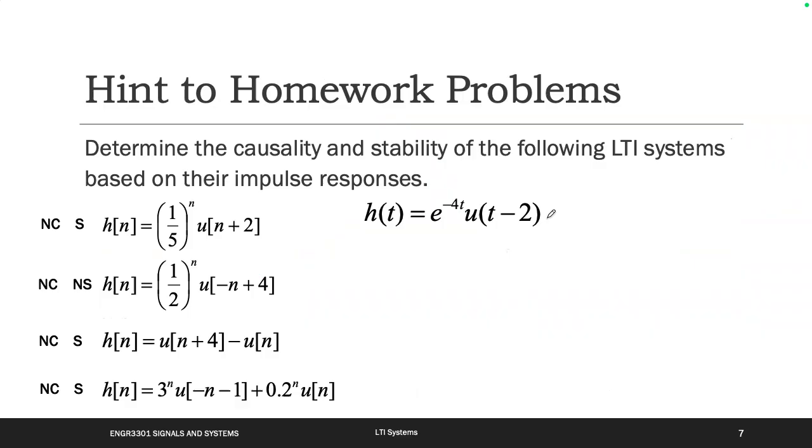So how about the correlate? Are you sure? Yes, it is. u(t minus 2), which means t minus 2 is greater or equal than 0, so t is greater or equal than 2, am I right? So it should be similar to this. Yeah, so it is correlate. Yeah, I'm right. So how about this one?